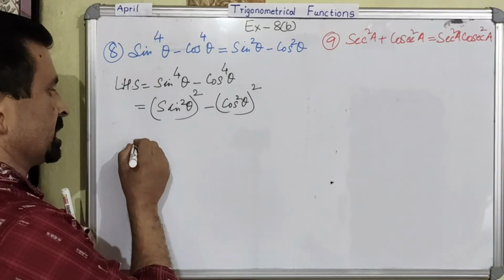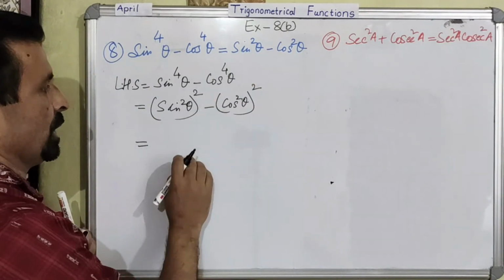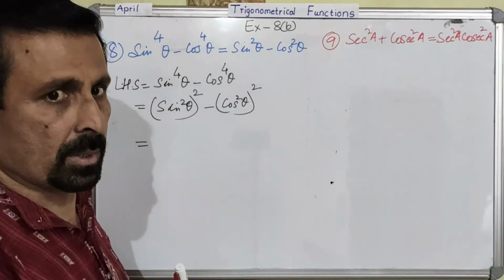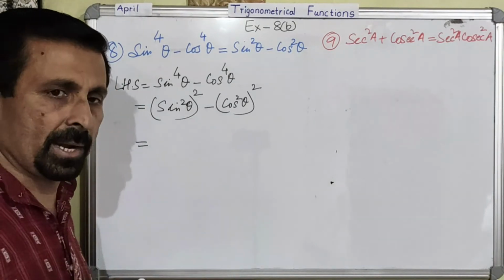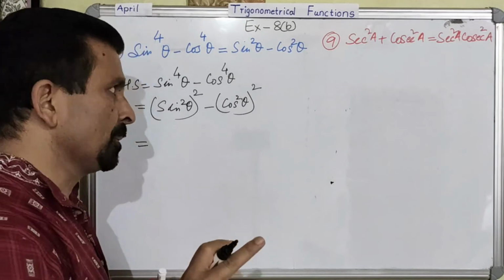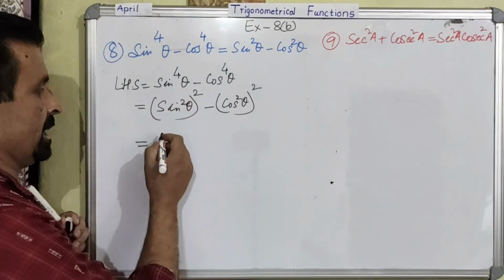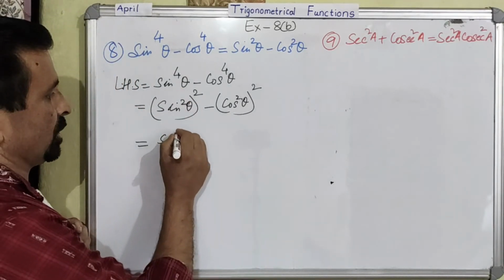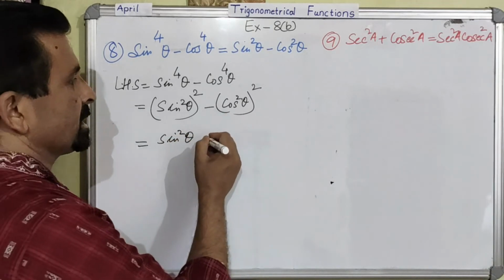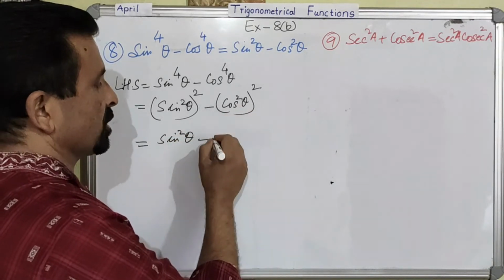Then since this is in the form of difference of squares, we can write the factors of difference of squares. Now the difference of squares factor is a minus b into a plus b. So a means sine square theta. a is sine square theta. And b is cos square theta.